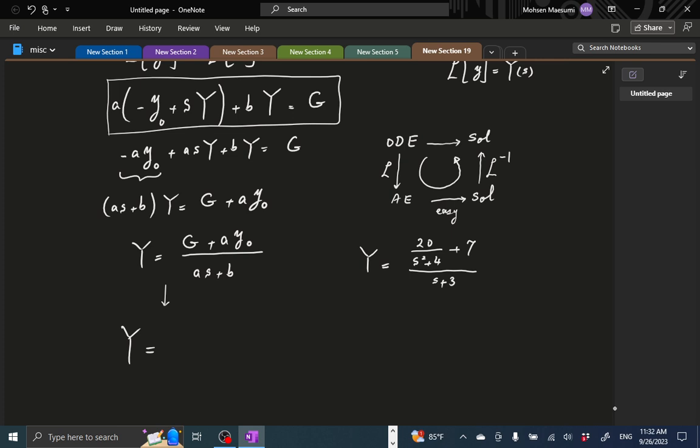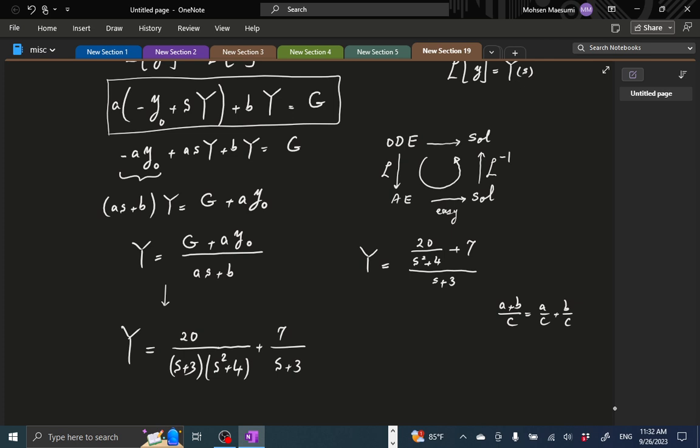Let me take the slightly easy way out right now, which is to divide this two and this two, and so it's going to have 20 over s plus 3 times s squared plus 4, and then 7 divided by s plus 3. So what happened here is, if I have a plus b over c, I can just break it into two fractions.